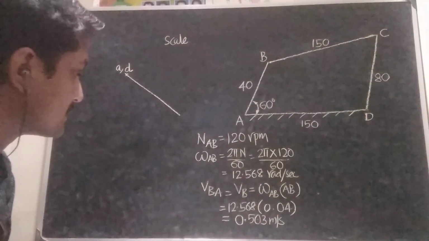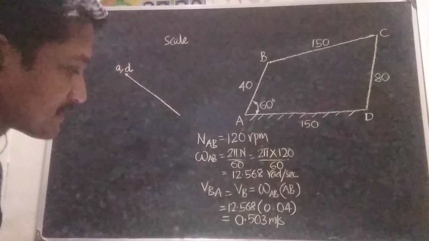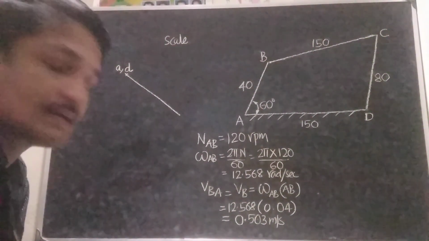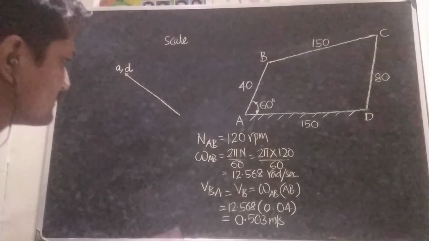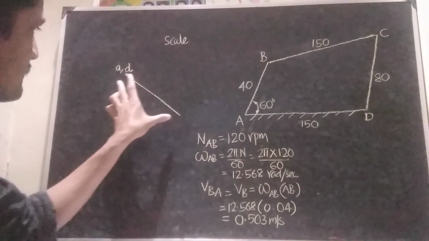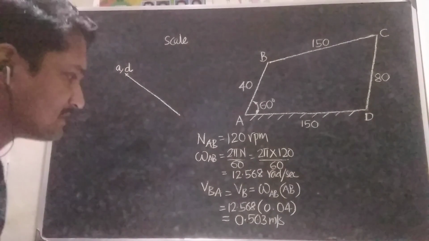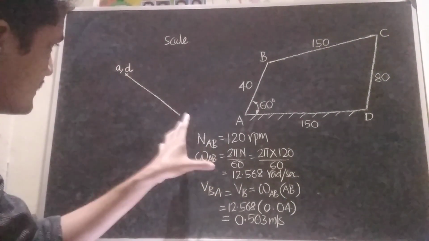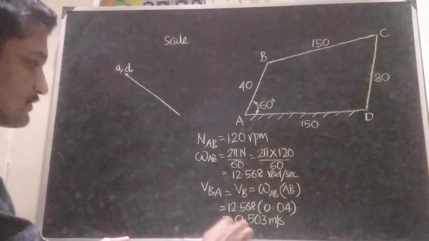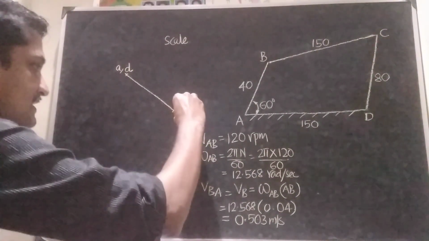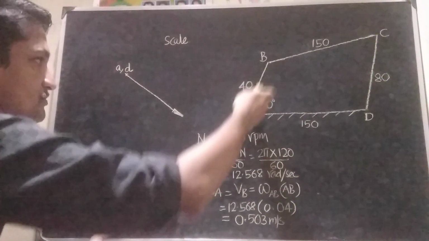0.503 meter per second means 50.3 centimeter per second. Then we can represent this velocity diagram by a 1:10 scale or something like that. Then we can easily represent this velocity of B with respect to A, both in magnitude and direction. Direction is always perpendicular to this particular line.